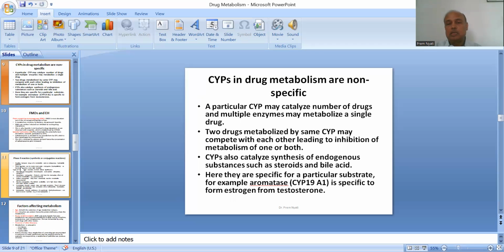CYPs also catalyze synthesis of endogenous substances, for example, steroids, bile acid. Here they are specific for a particular substrate. For example, aromatase, that is CYP19A1, is specific to form estrogen from testosterone.